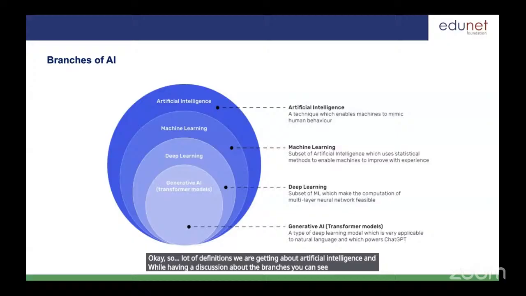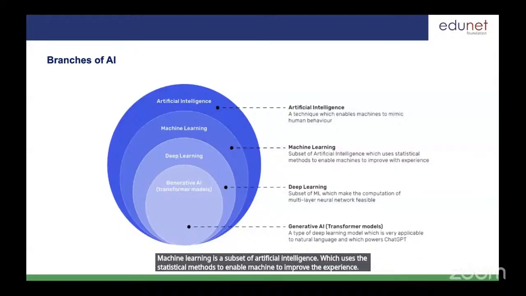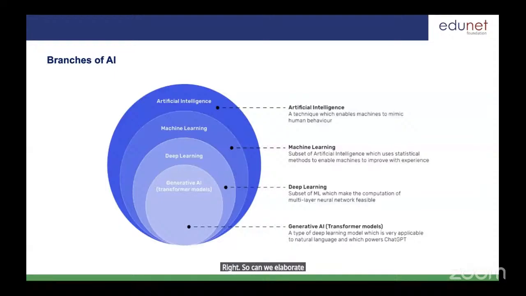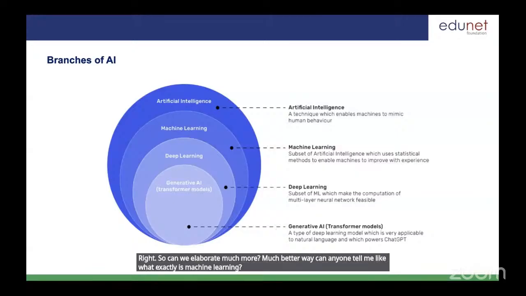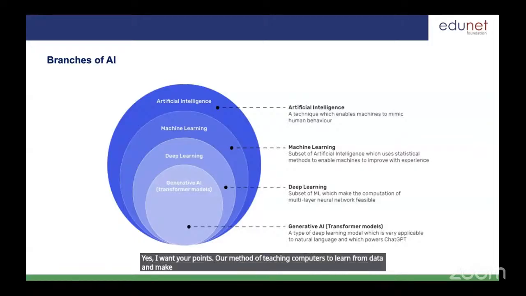Okay, so a lot of definitions we are getting about artificial intelligence, and while having a discussion about the branches, you can see inside artificial intelligence we have something called machine learning. Now this machine learning is one of the subsets of artificial intelligence, which uses statistical methods to enable machines to improve with experience, right? Can anyone tell me what exactly is machine learning? Yes, I want your points, students. A method of teaching computers to learn from data and make predictions. Okay, good. It is a subset of AI.